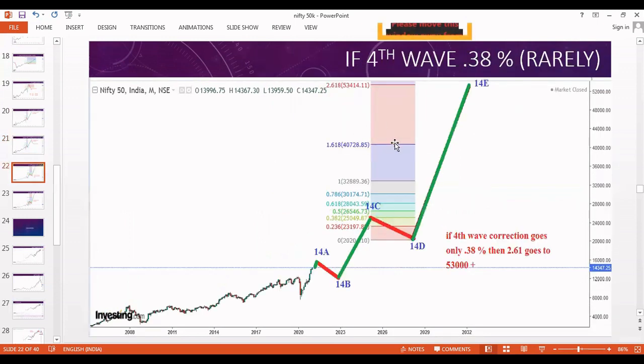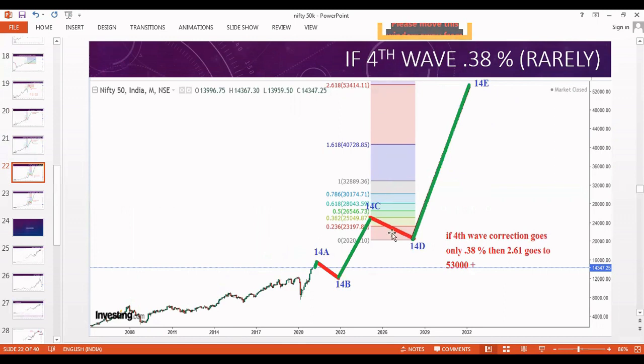We know that the fifth wave of Nifty has a habit of being mostly the biggest rally. So if it is the biggest rally, it rarely comes to 1.61. It mostly goes for 2.61. And if the fourth wave is at 0.38, then the fifth wave is going to be at 53,400.